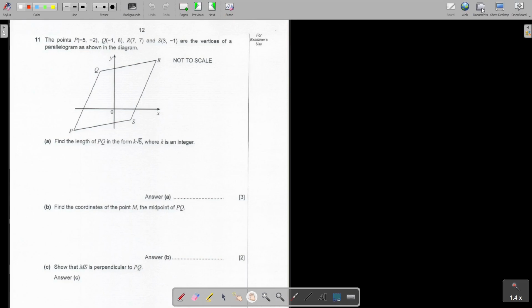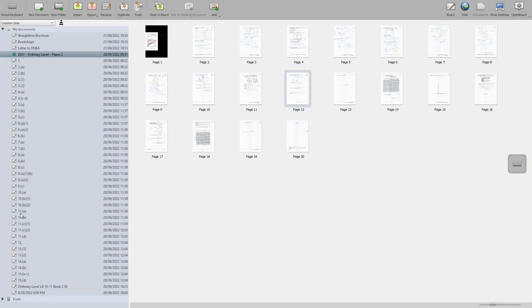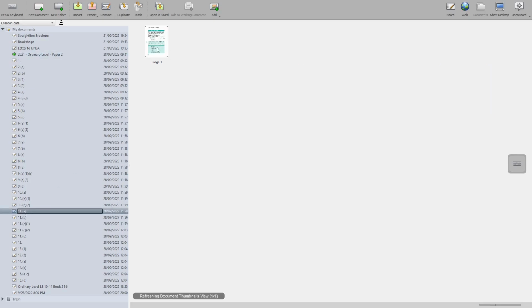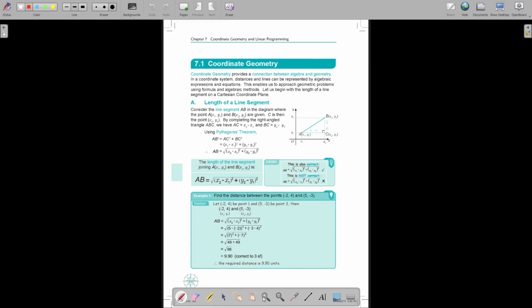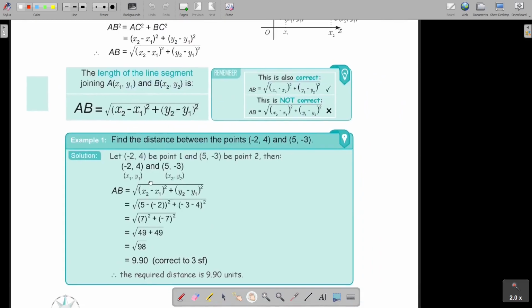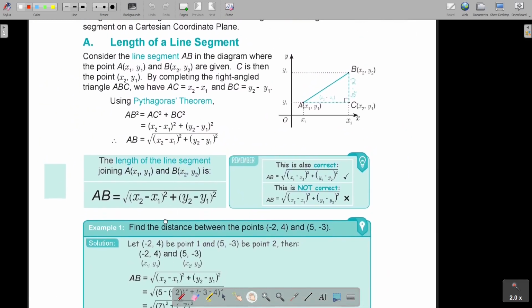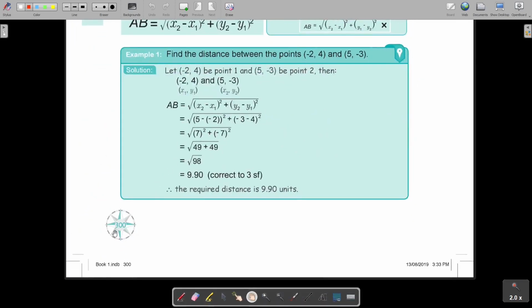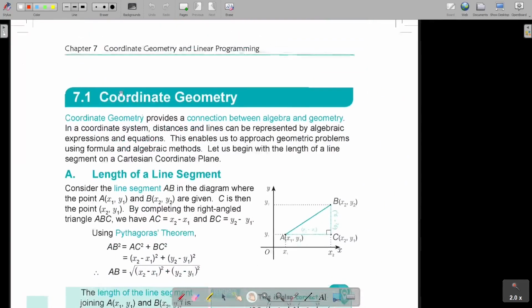Okay, so in the textbook, I'm going to take you to page 300, question 11a. Why do I take you? Because it's just the length of a line segment. And again, they said, please just memorize these formulas. It's not difficult. It's on page 300, in the mathematics textbook, y equals mx plus c, grade 10-11, part 1, chapter 7: length of a line segment.